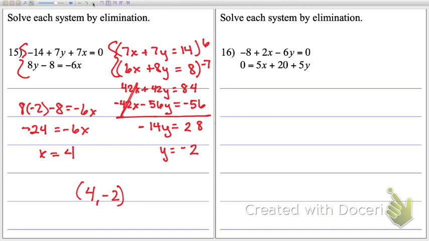Did you get 4, negative 2? Yes. Okay. Elimination is most like Gauss-Jordan elimination because that's the whole premise of it, to eliminate and to get our identity matrix, the ones and zeros.